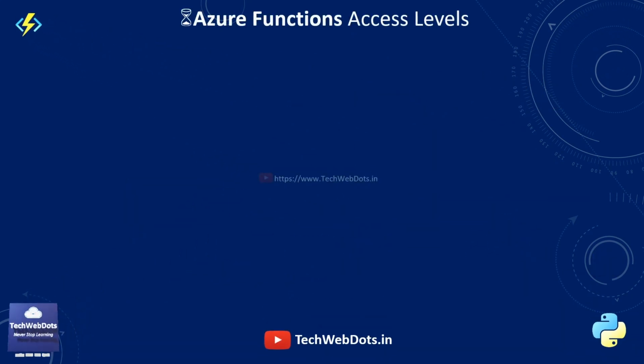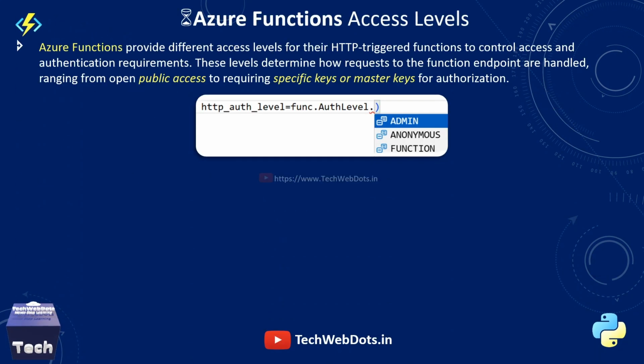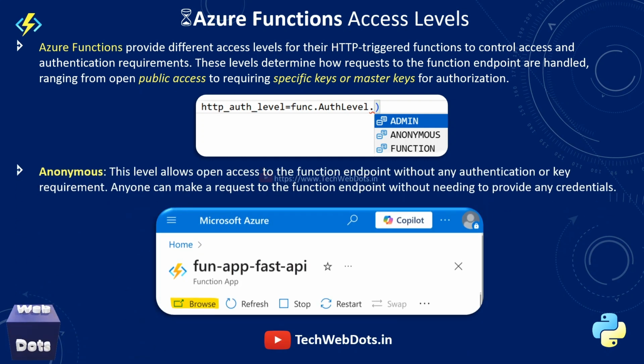Before jumping into the testing session, just understand how these auth levels are different. We'll go one by one. Azure Functions provide different access levels for their HTTP triggered functions to control access and authentication requirements. These levels determine how requests to the function endpoints are handled, ranging from public open access to requiring specific keys or master keys for authorization, because without that we cannot access the Azure function.